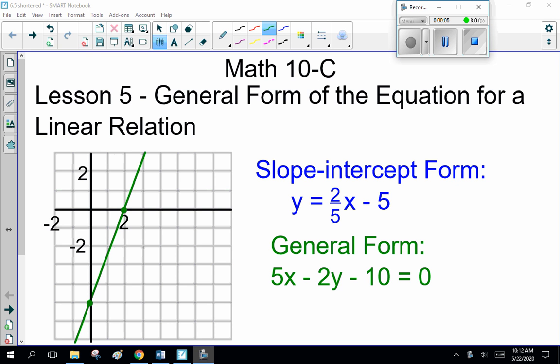Welcome to Math 10C, Chapter 6, Lesson 5, General Form of the Equation for a Linear Relation. Yes, we skipped Lesson 4. Anyway, so two ways to write out the equations we've talked about.